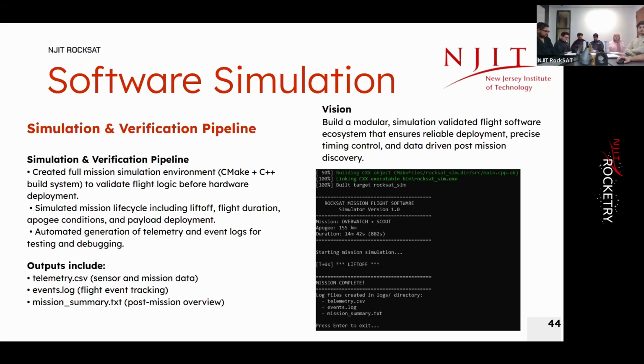We automated generation for telemetry and event logs, so we're getting outputs that are the CSV for telemetry, the event log, and the mission summary, which will be produced after the first two documents are done by an AI analysis. The vision for this is to have a suitable MVP before we deploy into our beta stages, so that we have a foolproof idea that our code actually works before putting it into the Arduino boards. You can see the picture, we have a small analysis in CMake, you can see all these logs, and in the end there's the telemetry and text data being dumped onto the system itself.